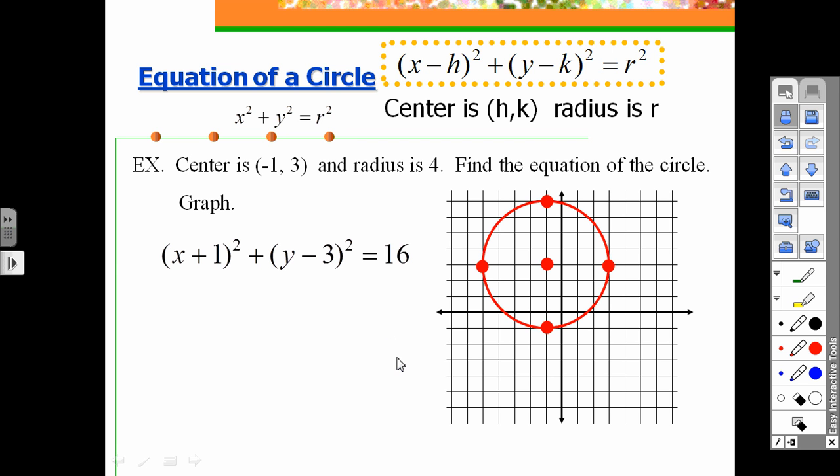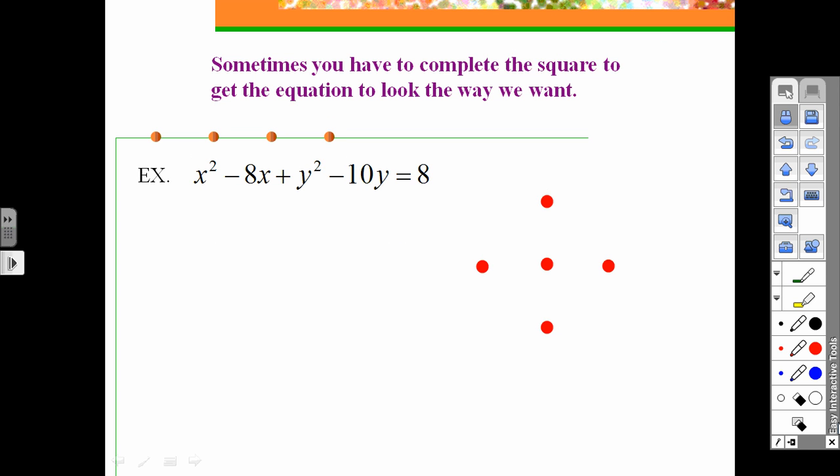Okay, so that's how easy it's going to be, but of course it's going to get a little harder than that, because it always does. Oops, I should probably get rid of my dots. There we go. Okay, so what happens if you need to just figure out what the radius is and what the center is for your circle, but they give you the equation in this format?